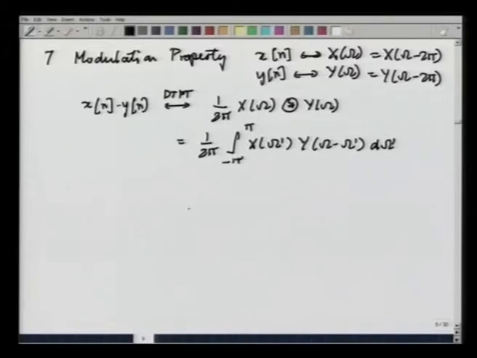This is the Fourier transform of the product of the two discrete sequences x[n] y[n] having Fourier transforms X(omega) Y(omega) respectively. So, that ends the set of most of the important properties of the DTFT.